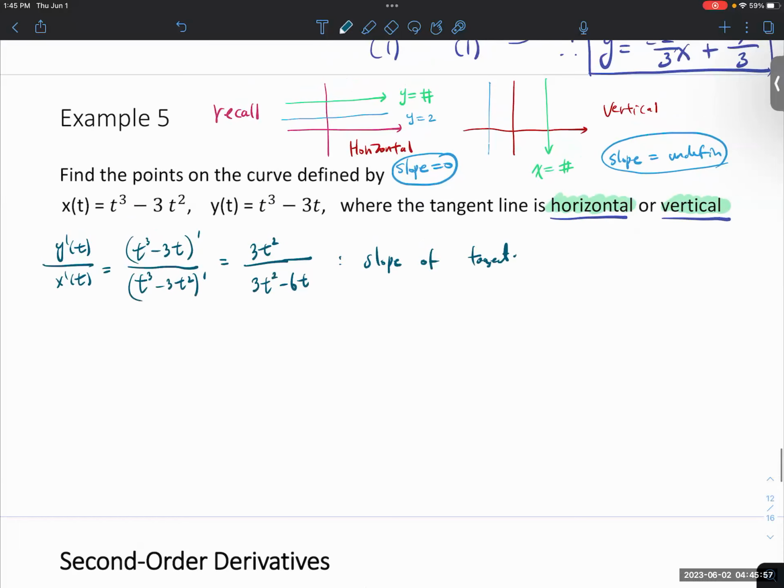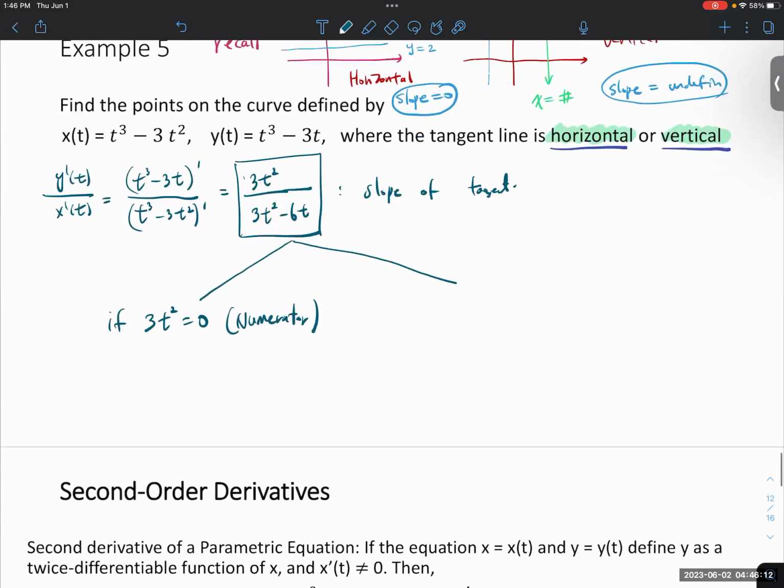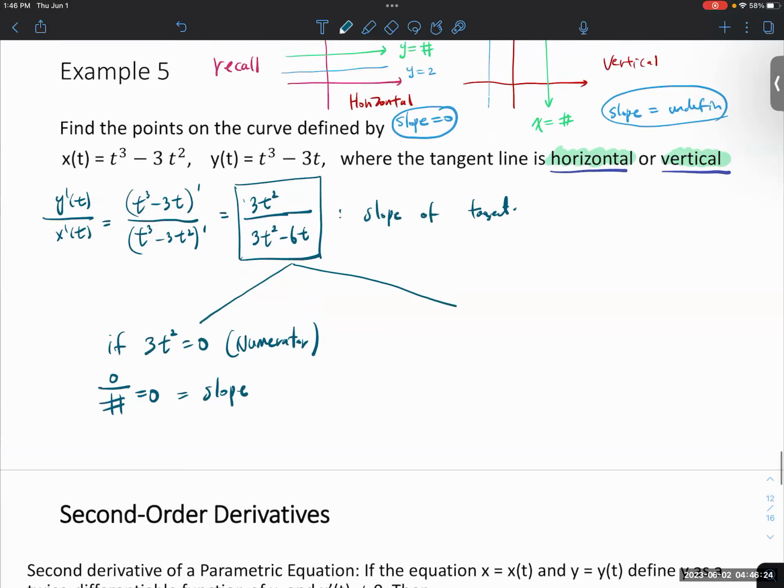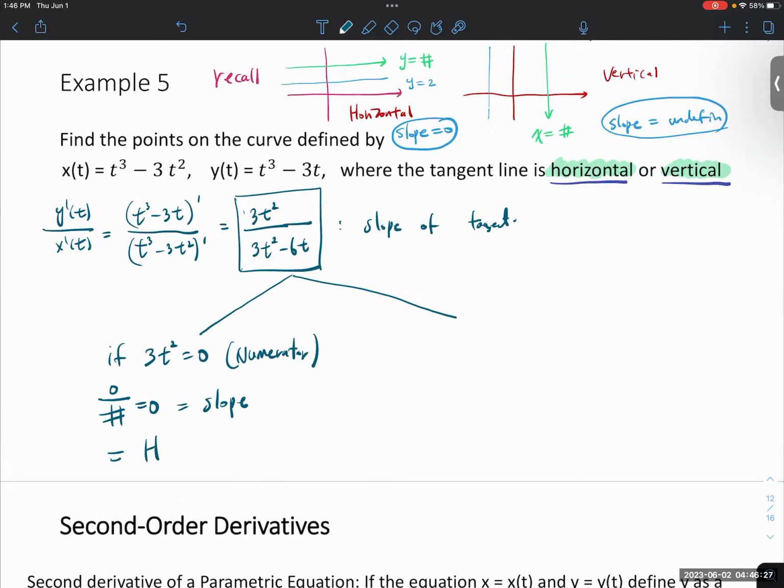Okay, so we have two cases. This is the slope of the tangent line. If the numerator is 0, then 0 over some number is 0. So if the numerator is 0, that means the slope is 0. That's the case where you can find a horizontal line. Am I correct? Horizontal line.